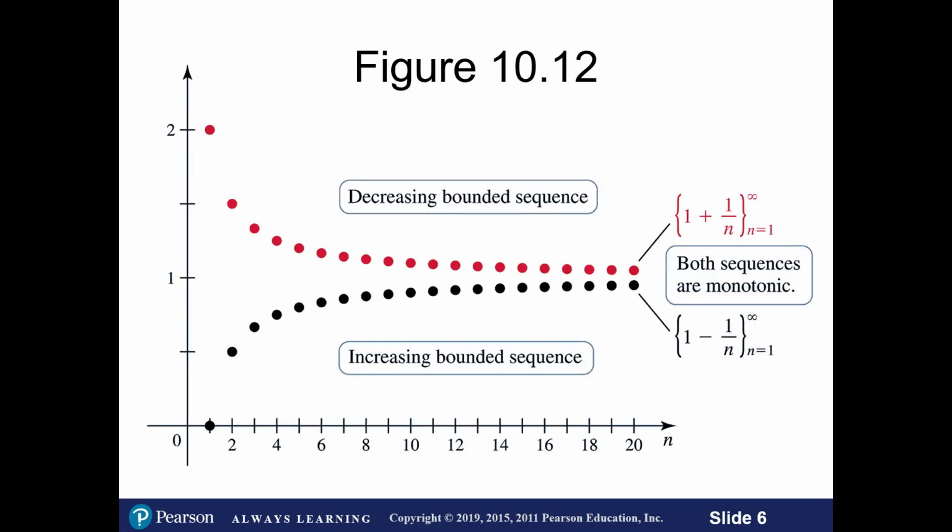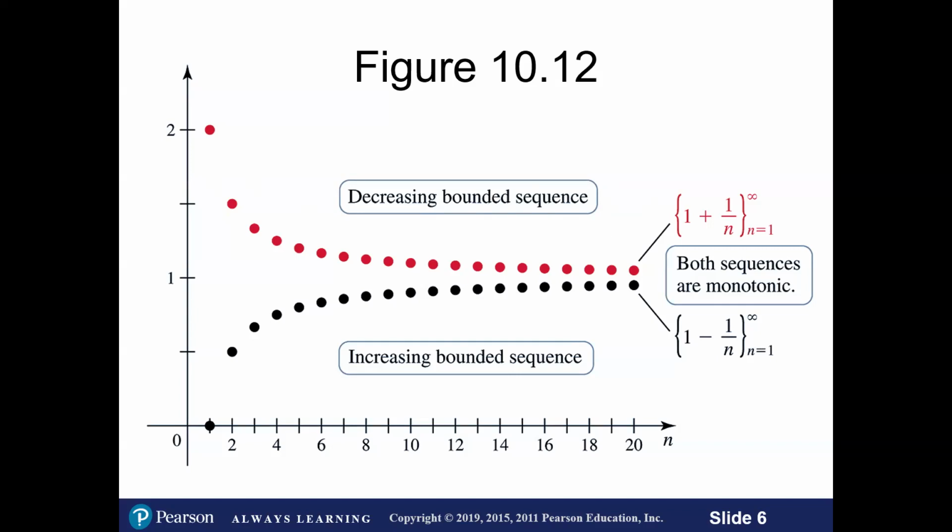Now let's talk about examples of bounded sequences. We'll look at two sequences. One, the sequence a sub n is 1 plus 1 over n for n going from 1 to infinity. The other is 1 minus 1 over n for n going from 1 to infinity. In the red, that's our first sequence, our a sub n, and you can see the terms of this decrease.